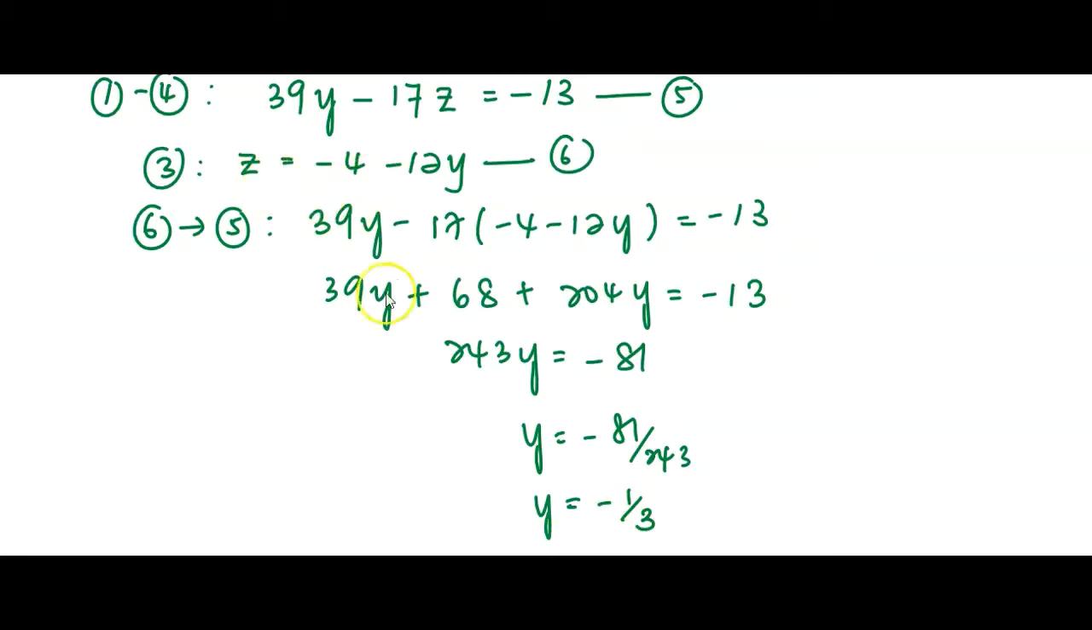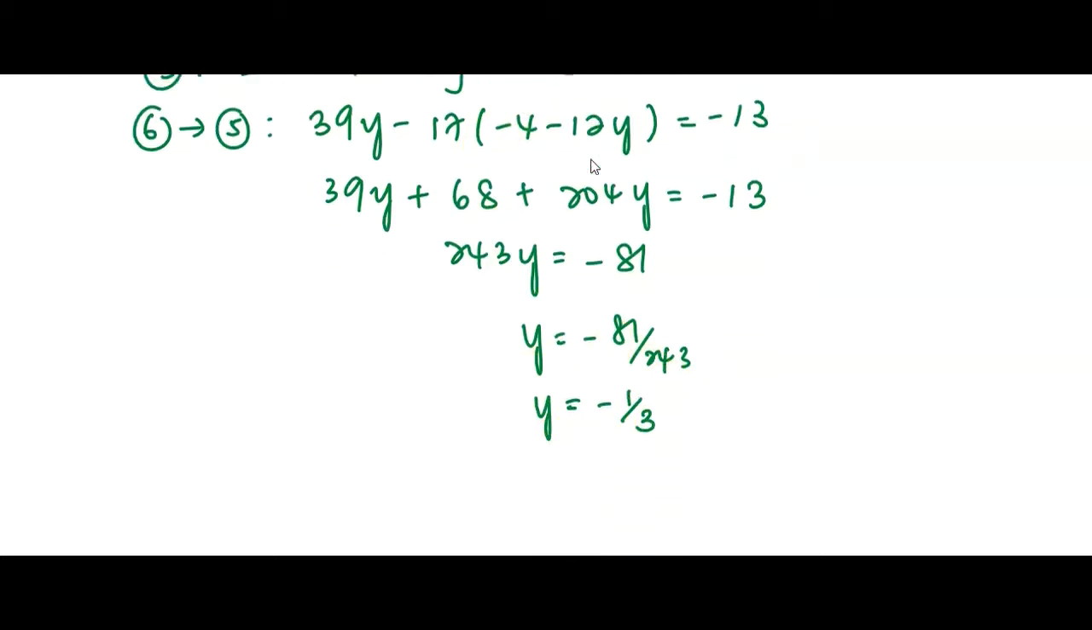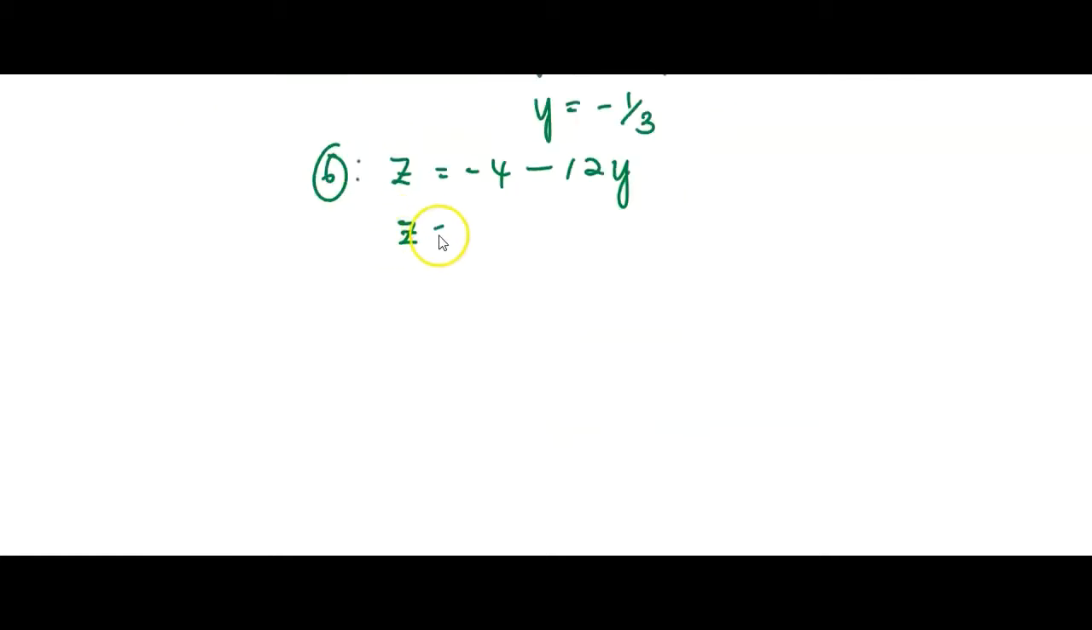Now we can get our z value by substituting y equals negative 1 over 3 into equation 6. So z will be equal to negative 4 minus 12 multiplied by negative 1 over 3. We got z equals negative 4 plus 4, that will be 0.